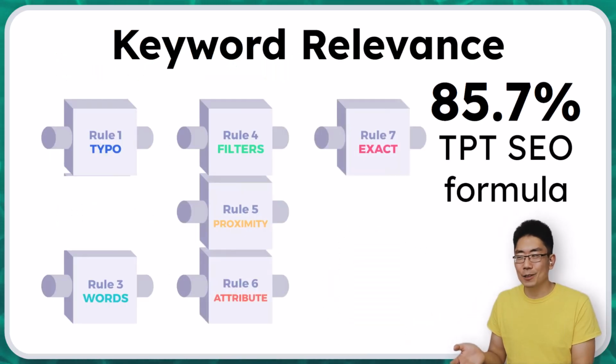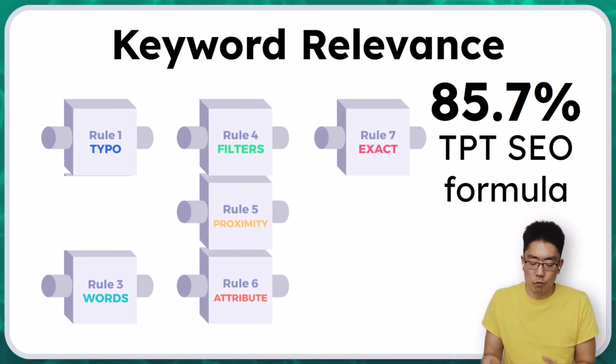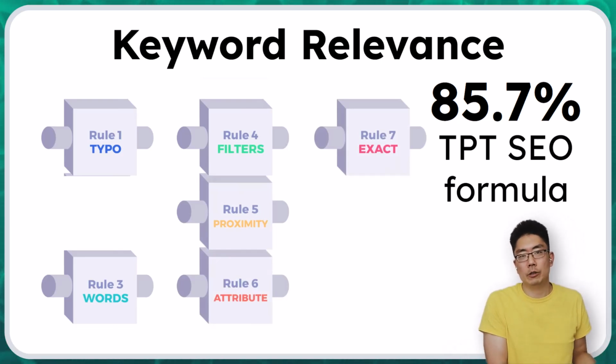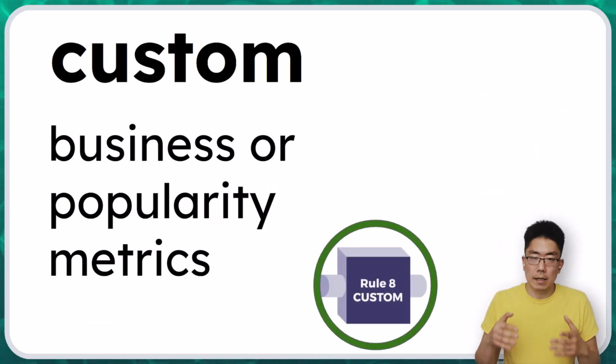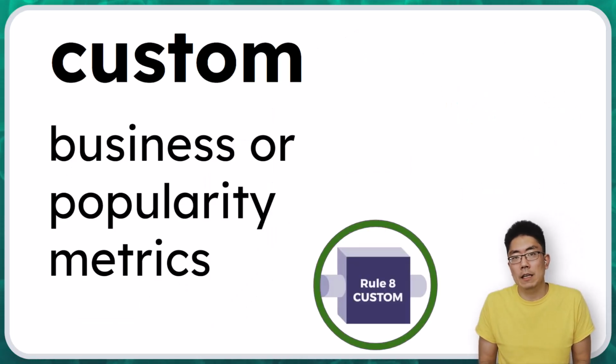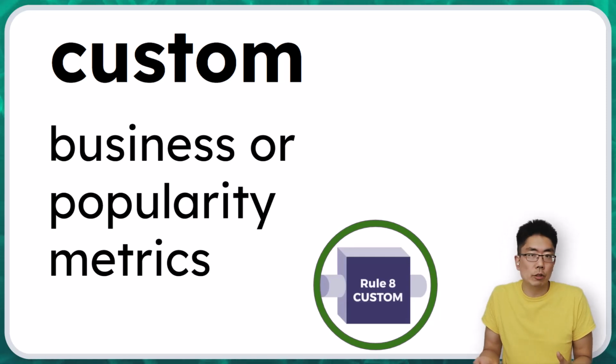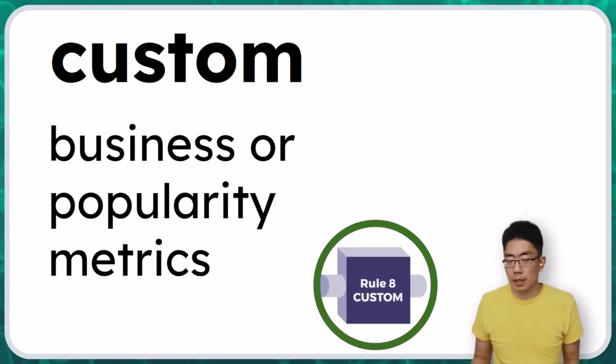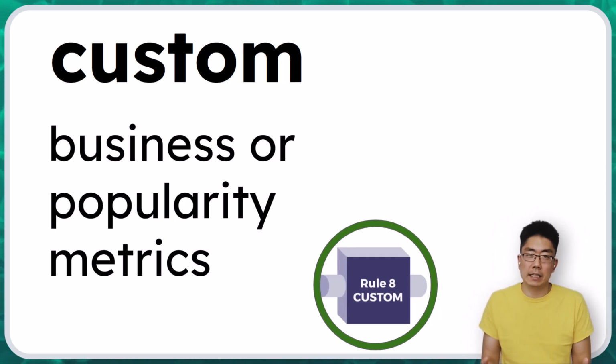The first 7 rules of the TPT search algorithm are to figure out whether your resource is relevant to what the teacher is searching for: keyword relevance. In today's episode, we're going to dive deep into what people traditionally think is TPT SEO. Is it page views? Is it earnings? Is it conversion rate? Is it wish list rate? That's the kind of stuff that we're going to look at.